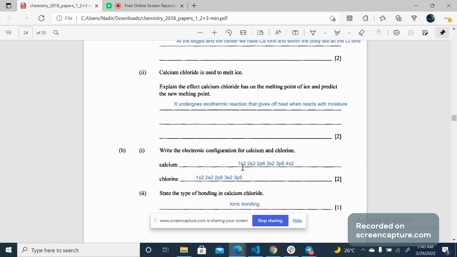So we have 2 plus 2 plus 6, 10 electrons, and then we have 2 plus 6 plus 2 plus 10 more. So this is how we write the 20 electrons when we talk about the electronic configuration of calcium. So this is the electronic configuration for calcium to accommodate its 20 electrons.